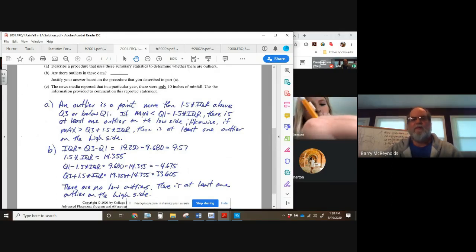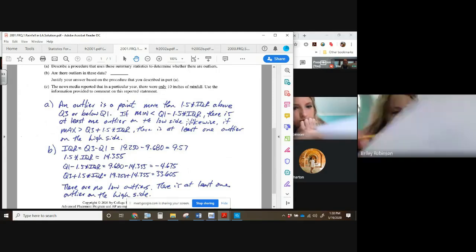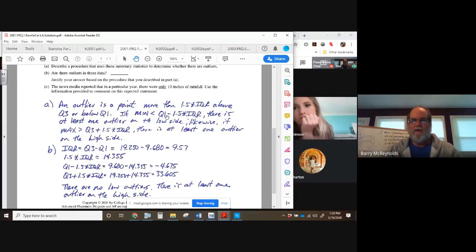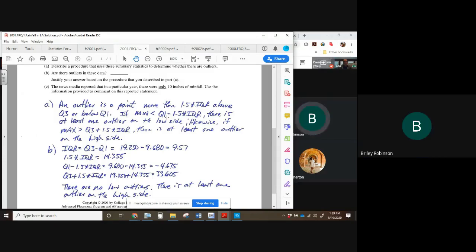So the question says, describe a procedure. If you want to go with the mean and standard deviation, that's perfectly okay. There's nothing at all wrong with that either.